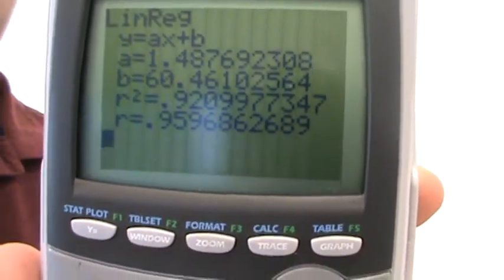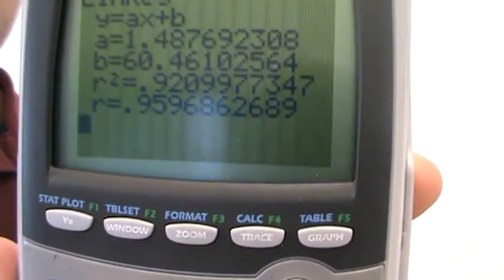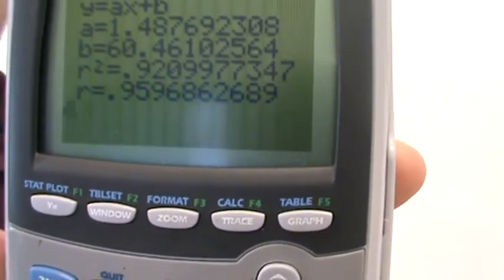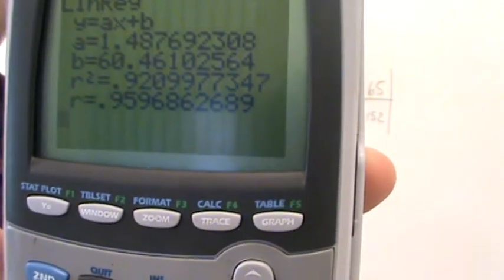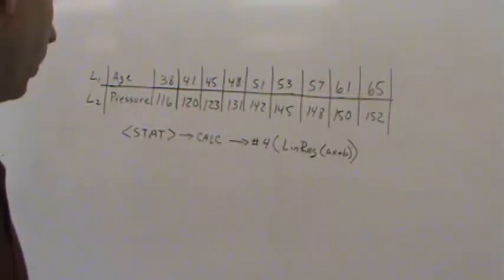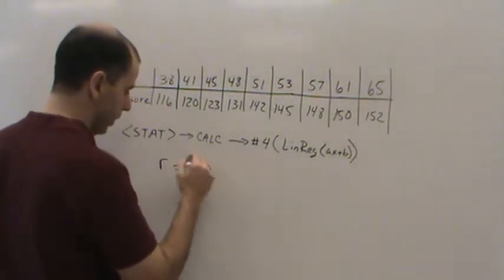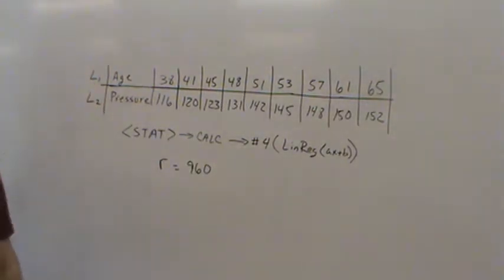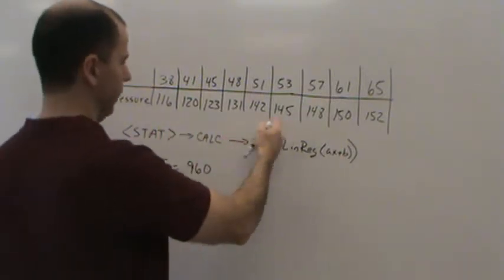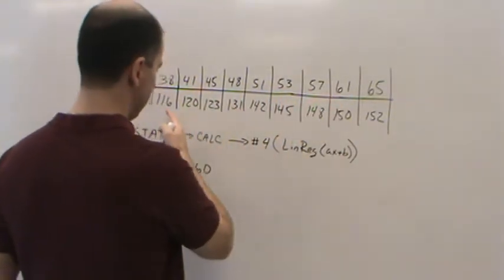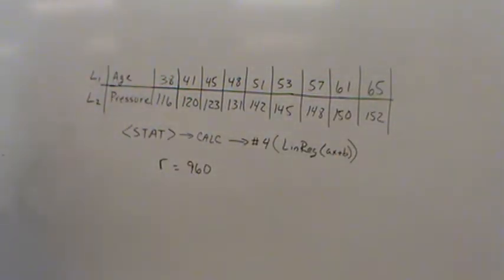Some of it we're not going to use right now, but notice at the bottom it says r, and r in this case is 0.9597, or 0.960 if you round. So in this case here, r is equal to 0.960. So really high r value, very close to a positive 1. And as you see, look at the data. As age is increasing, every single one is increasing. So it makes sense that this would be a strong positive correlation.